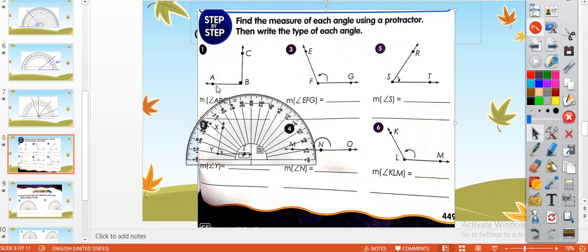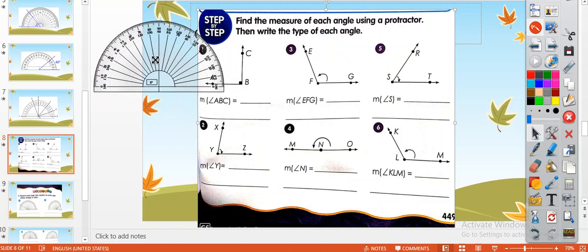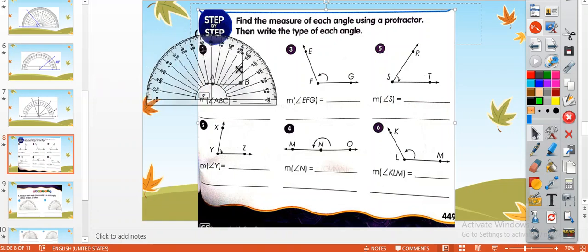Now, as you can see here, this is the angle ABC, and I'm going to measure it. So look at the protractor here. This is the line that I'm going to place. This here, I will put it on the vertex. The lower line of the angle should be placed exactly on the lower line of the protractor. So here we go.